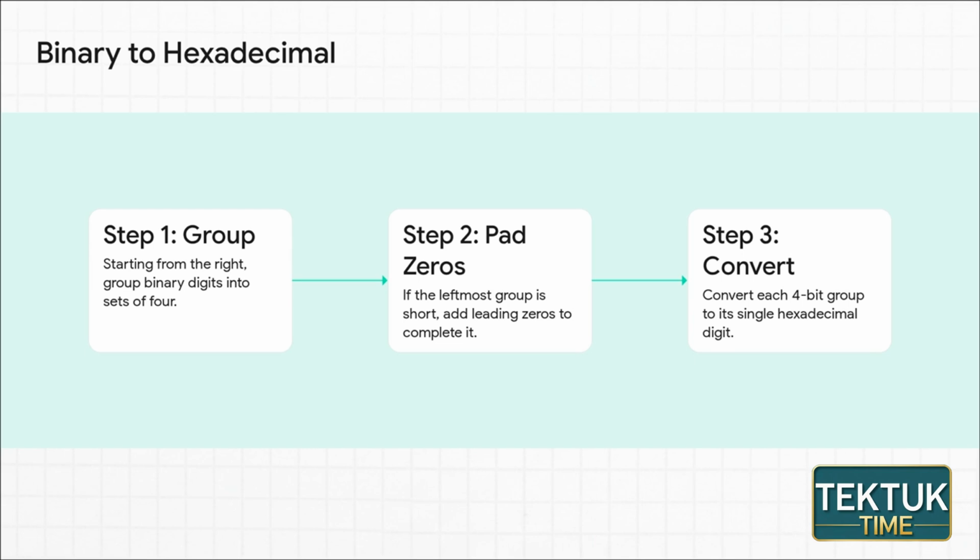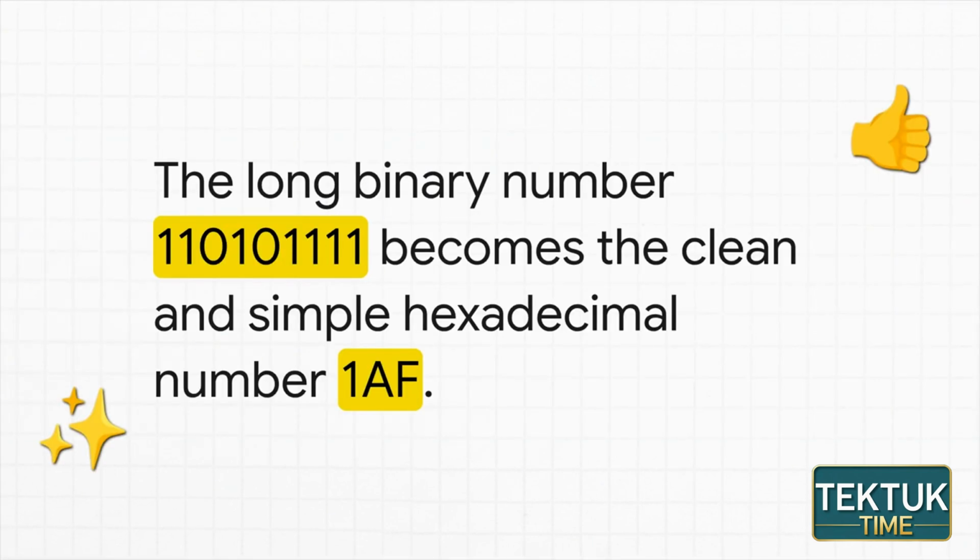That's it. So, take a look at this binary number. 1101011111. It looks like a mess, right? It's just intimidating. But once you group it up and do the swap, it becomes the clean, simple hex number 1AF. So much easier to read and remember, isn't it?